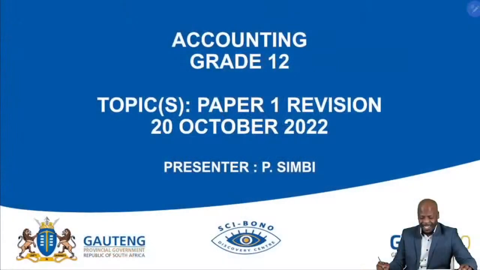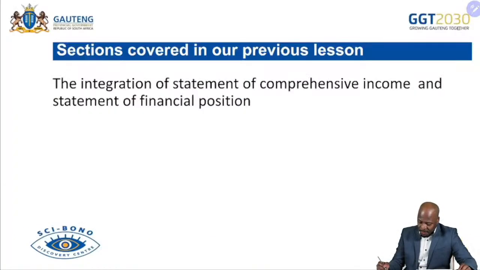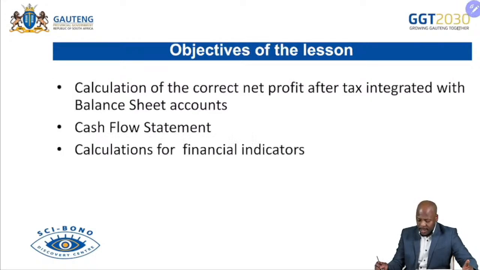Now, in the previous lesson, we have covered the statement of comprehensive income as well as the statement of financial position. This was covered in the previous lesson. But in today's lesson, I'm going to be looking at the calculation of the correct net profit after tax, and I'm going to integrate that together with the balance sheet. And then I'm going to look as well at the cash flow statement. This is very important. And then I will be looking at the calculations for the financial indicators.